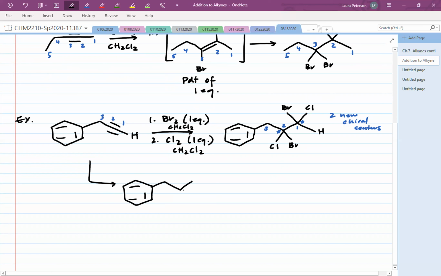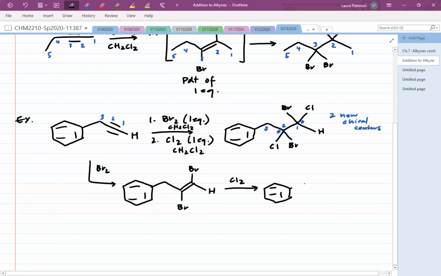So the product of step 1 would be anti-addition of bromines across the alkyne. And now when we do anti-addition of chlorine across the alkene, we're going to follow the rules of anti-addition as we learned them back in chapter 6.